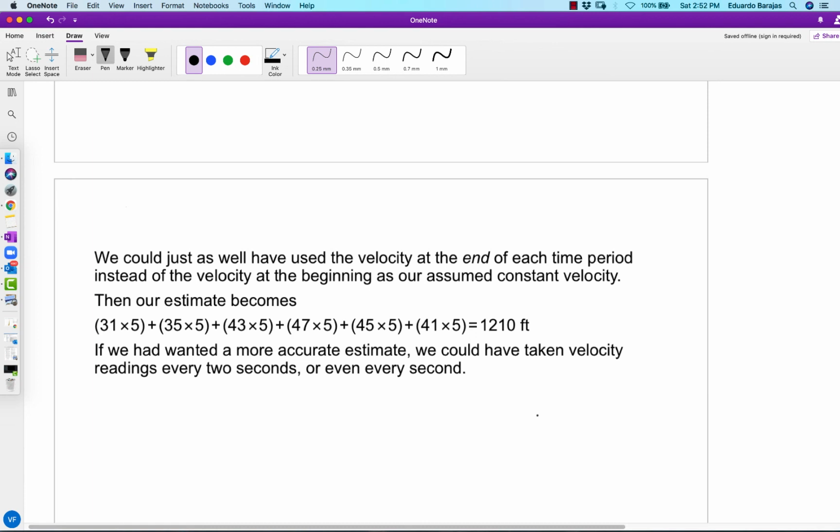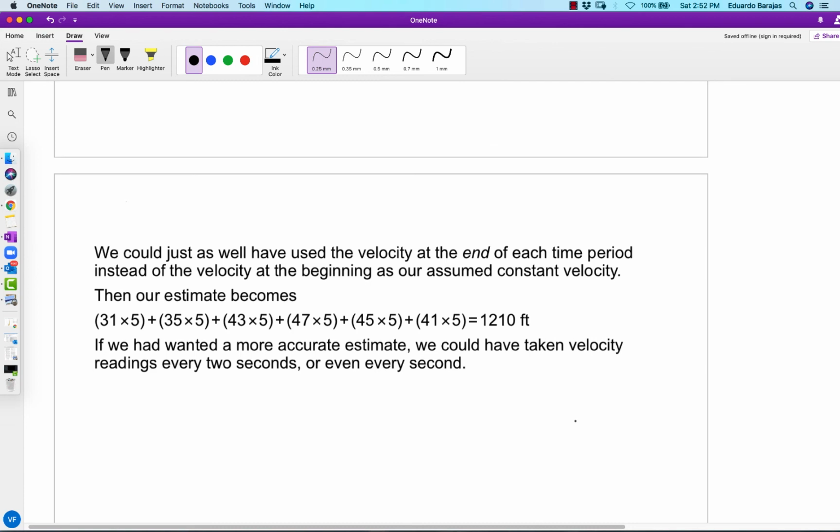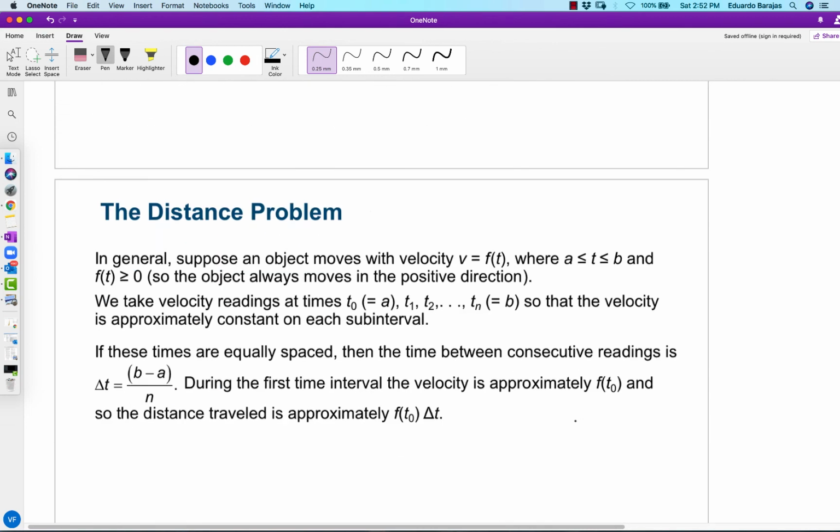If we wanted a more accurate estimate, we could have taken the velocity readings every 2 seconds, or every second, or every half a second, or every 1/10 of a second, and so on and so forth, make the intervals smaller and smaller and smaller, which means that we would have more and more accuracy. Right? This is very similar to what we've just been doing.